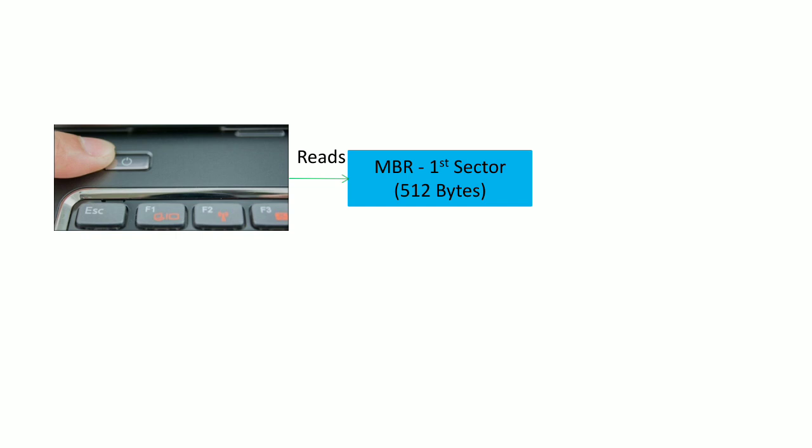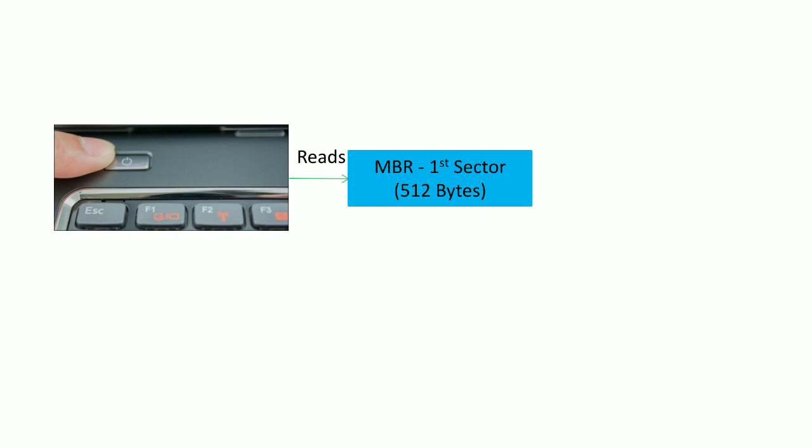Once you power on your system, your system reads the first sector of the storage media. This first sector contains the master boot record, and the master boot record knows the location of the operating system code. This operating system code cannot be contained in the first sector, because this first sector is of very small size.